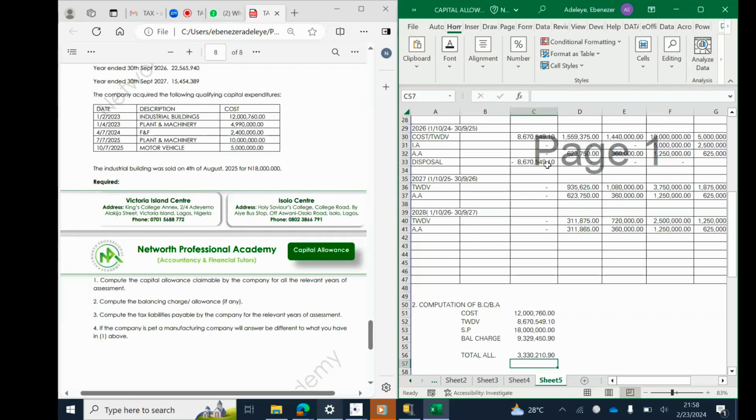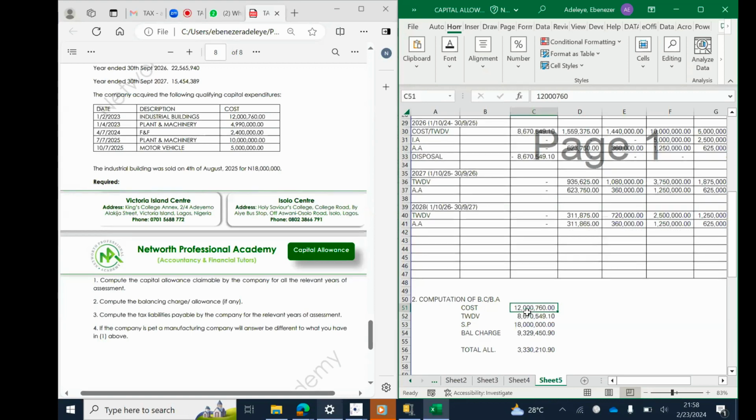So what we have done to arrive at this tax written down value is that we have been deducting allowances from these costs. Deducting allowances, then at this point we now said we sold. So if I want to get the total allowances back, all I have to do is just to remove the tax written down value from the cost. Then I get the amount that we have deducted so far, the allowances that we have deducted so far. I don't know if that is clear.